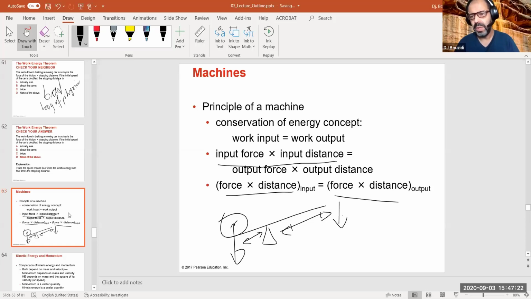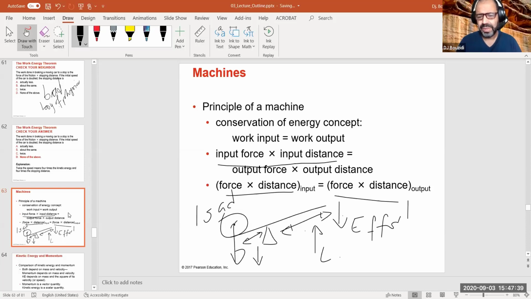So if this is the so-called effort, and this is the load, and this is the arm distance for the load, and this is the arm distance for your effort. So you have L times your effort equal to the load itself times this distance D, and you can find the L needed. If all you can afford is 10 newtons, and you have 1,000 newtons here, you need the ratio of this distance to that one to be 10.